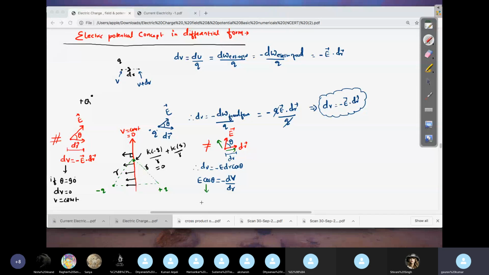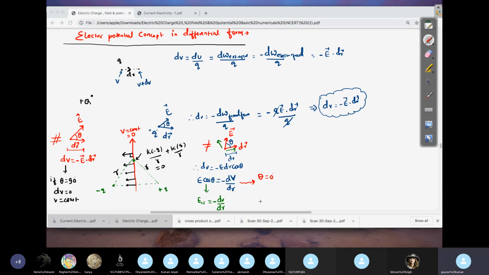Therefore, from here, what you see is E parallel. Parallel means if you're moving along dr and you want the component of electric field along your movement, that is always given as minus dV by dr. E parallel is always given as minus of dV by dr. Now, what you can see from here is what happens if theta is 0 degrees?